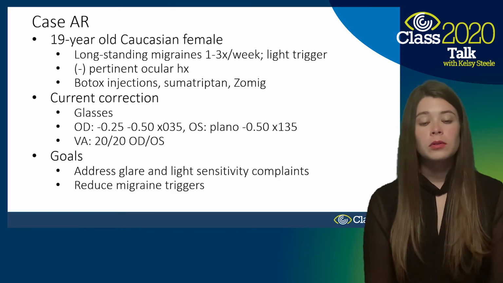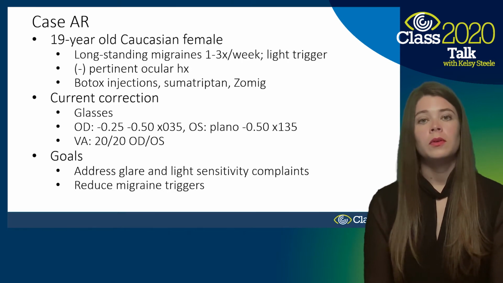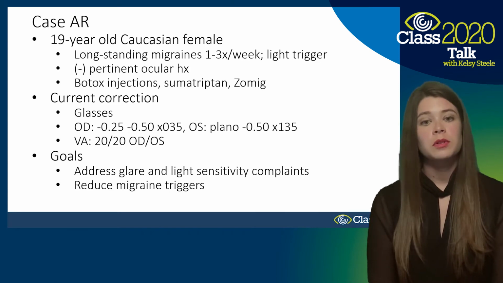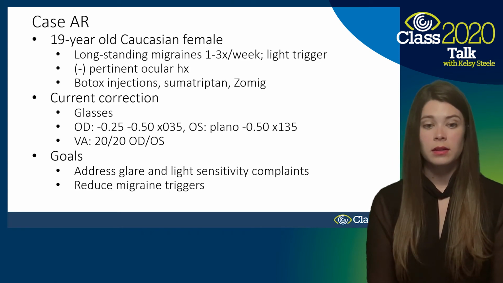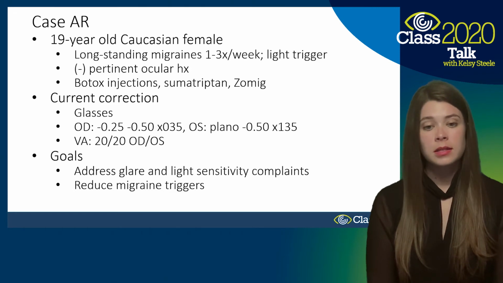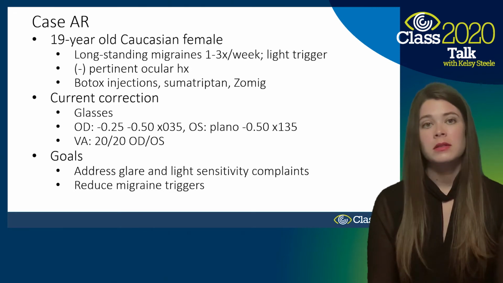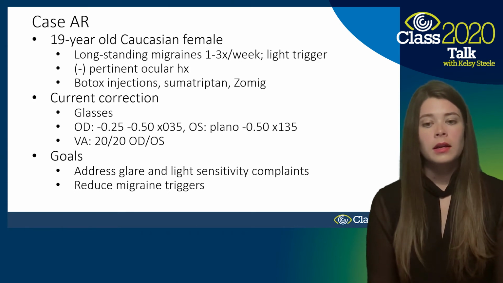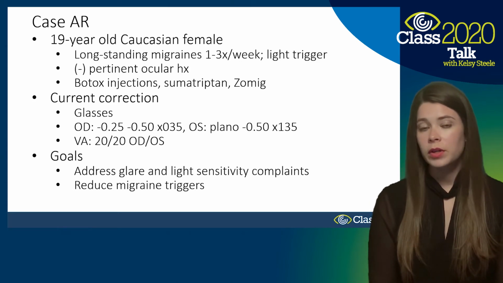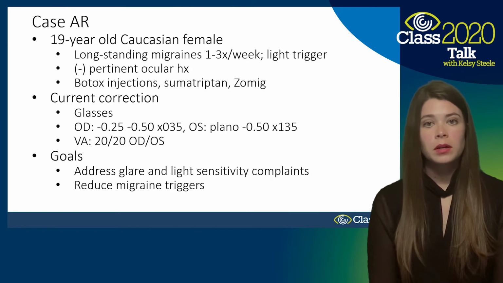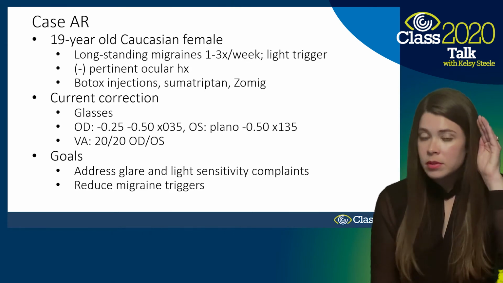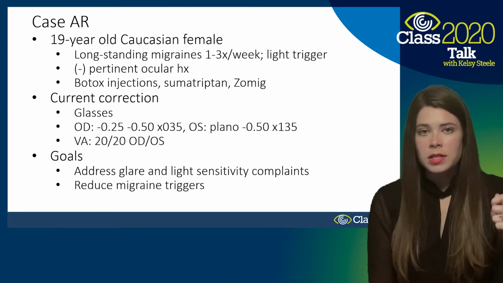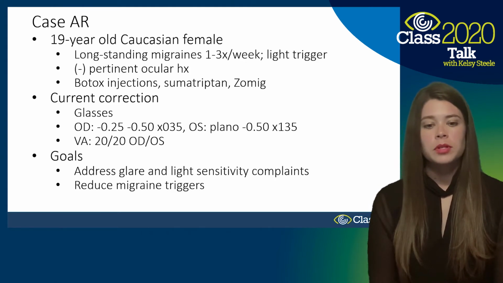AR is a 19-year-old Caucasian female who came to my office wearing sunglasses indoors, which is what she does pretty much 24/7. She has a very long-standing problem with migraines, 1 to 3 to 5 a week, every day, every other day. And light is a very strong trigger for her. So she wears very dark, wrappable sunglasses, even inside. She wears hats when she's outside to kind of double up on the light protection.